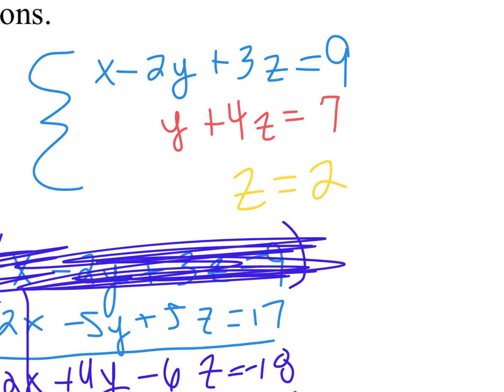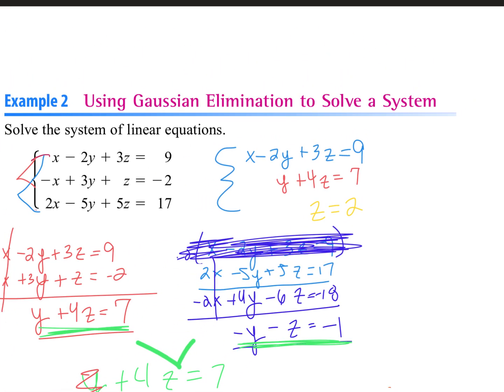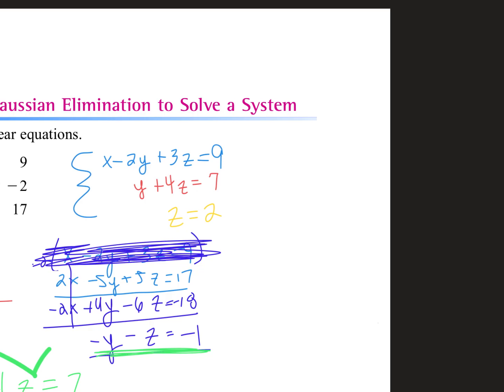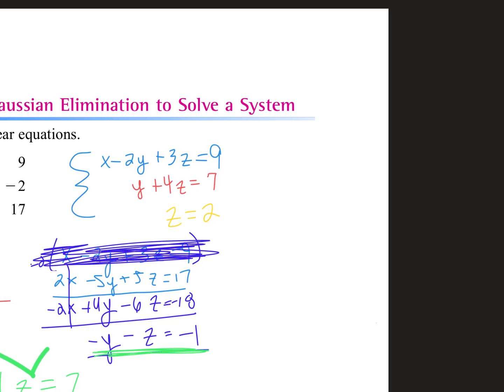Z equals 2. I took the 3 equations on the left, and I got them into row echelon form. So the first equation has 3 variables, the second equation has 2, the last equation has 1. And now we do back substitution. Perfect. I'm going to take my 2, because I need to know my answer. I need to know what my x is, what my y is, what my z is.